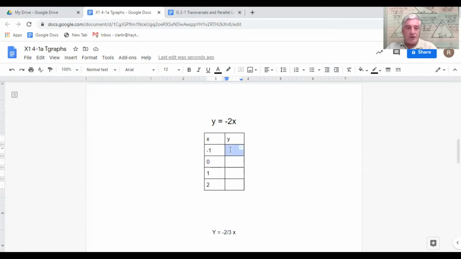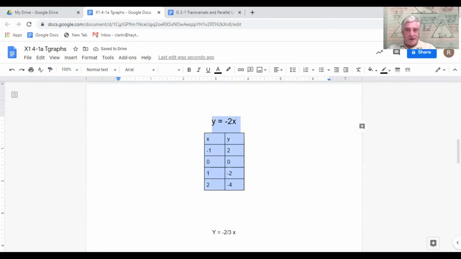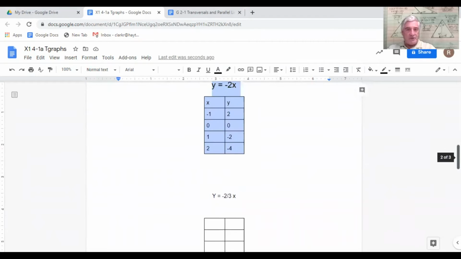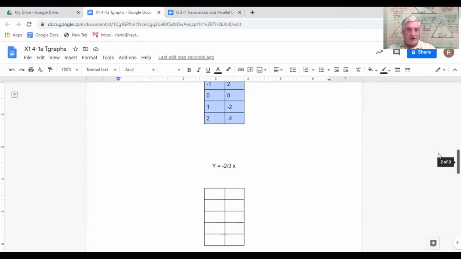So minus 2 times minus 1 is 2. 0 times minus 2 is 0. 0, 0 is on our graph. Minus 1, 2 is on our graph. And I think I got the pattern now. I'm going down to 1 times minus 2 is negative 2. And 2 times negative 2 is negative 4. Since these are linear equations, there ought to be a pattern in that t-graph. And we'll talk about graphing those again later on in another video or maybe tomorrow.